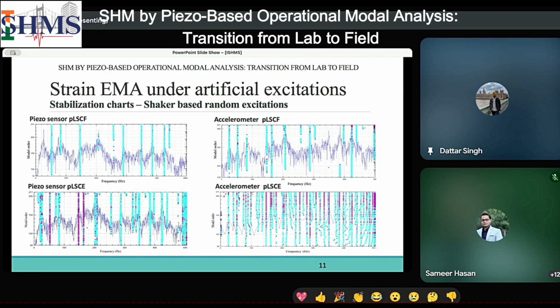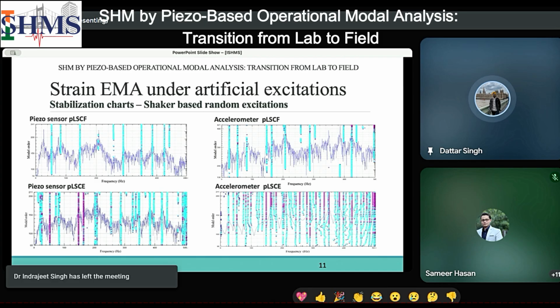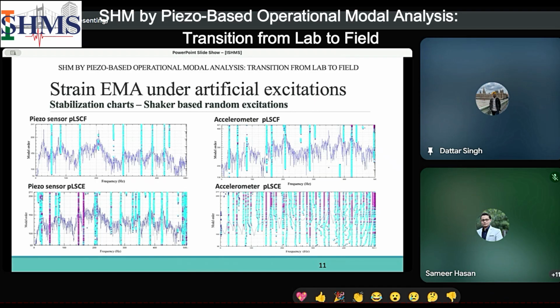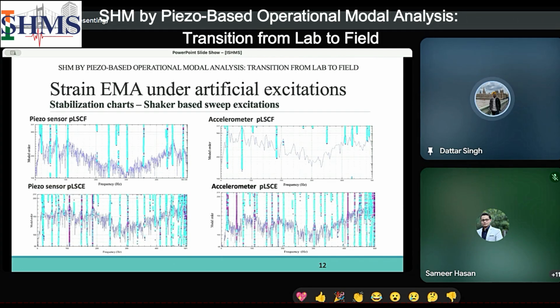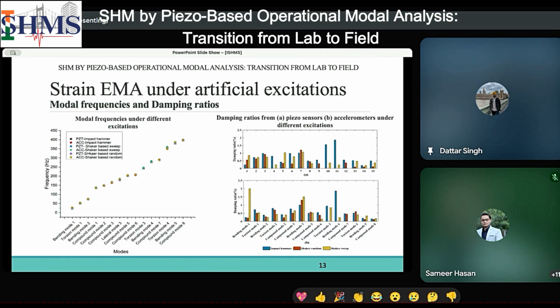And when, without any transformation from time domain to frequency domain, we directly feed the cross correlations to the time domain identification algorithm, we get the modes in quite good correlation with the frequency domain algorithms. So it means when we have raw data in terms of frequency-based signals, frequency domain algorithms are better at identification, and when we have raw data in terms of time domain signals, time domain algorithms are better at identifying the modes. Now, the same scenario can be observed in the shaker-based sweep excitations.